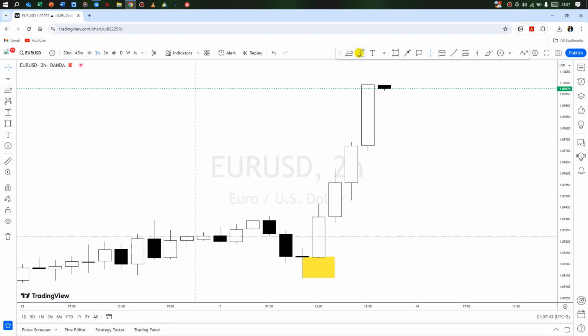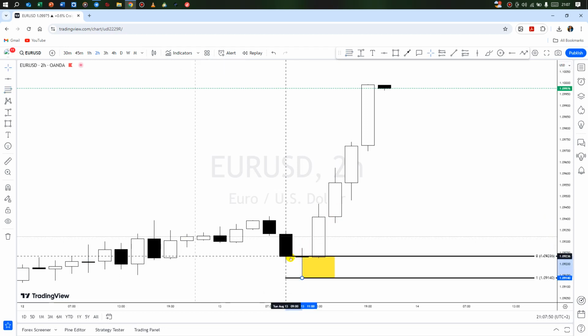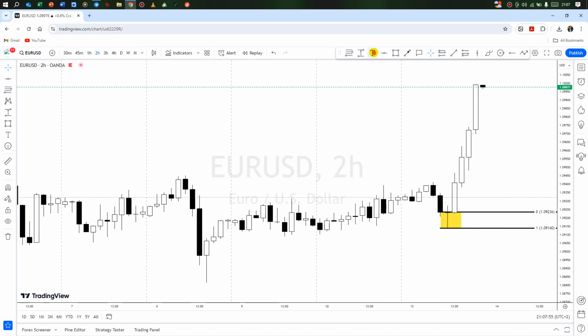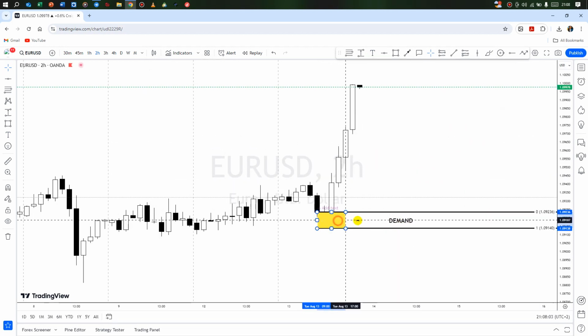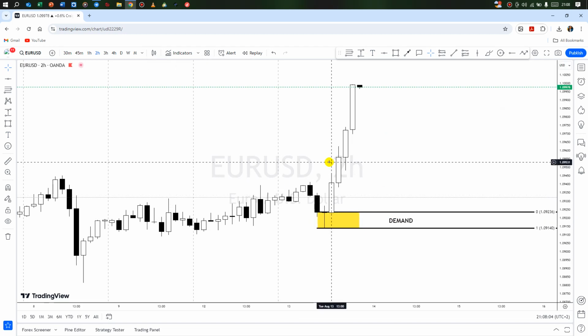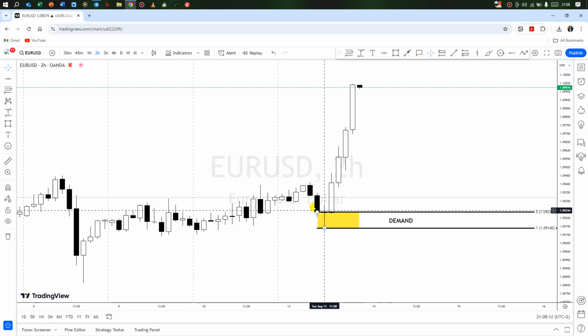We can mark it. So that's our zone on EURUSD. If you apply the rules that I showed you guys, time spent at the level and how price left the level: time spent at the level, like I said, should be a minimum of 3 candlesticks to a maximum of 6 candlesticks.